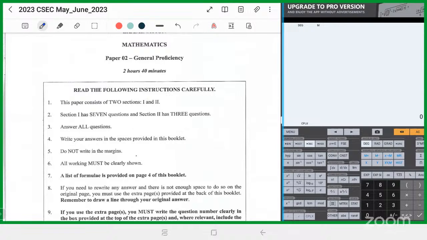Okay? All right, let's go, guys. Let's do this. All right, so this was the paper that we did. Pass mark is still only 45%.